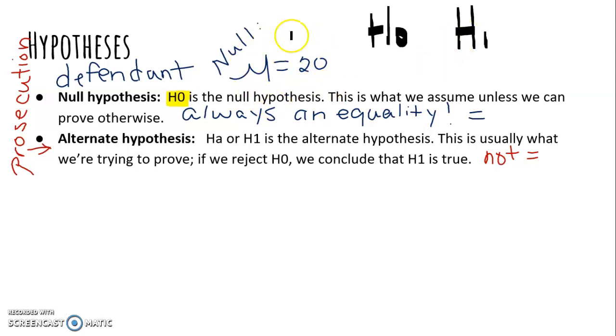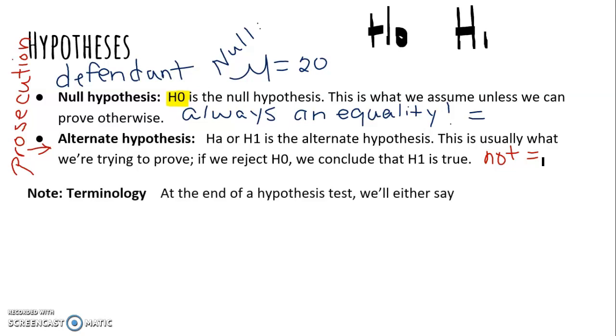So what we would do with the cereal boxes is, the manufacturer claimed that it's supposed to fill the cereal boxes to 20 ounces. So that is the defendant. This is who is being accused. It's accused of not being 20. So its innocence would be that it actually equals 20, and its guilt would actually be that it's not equal to 20.